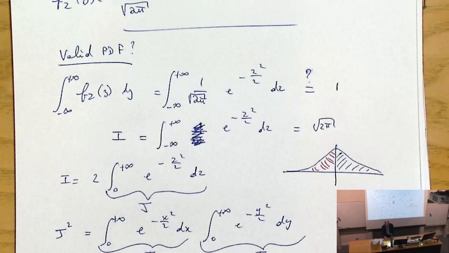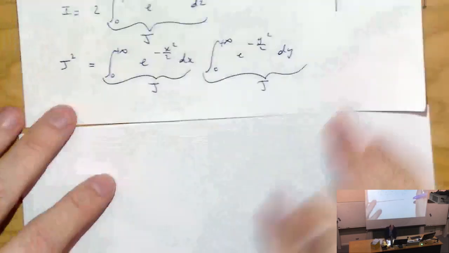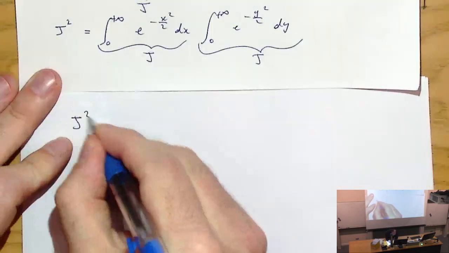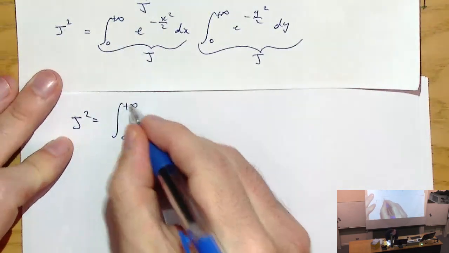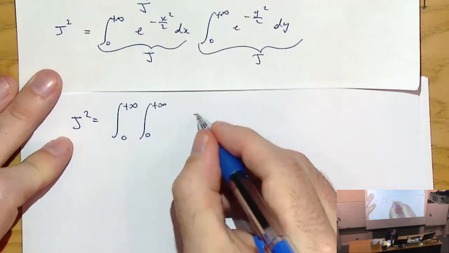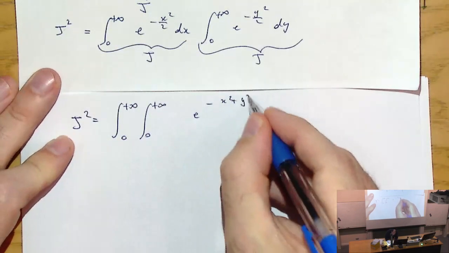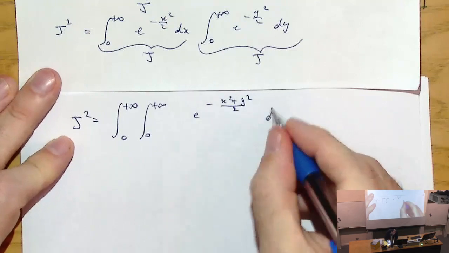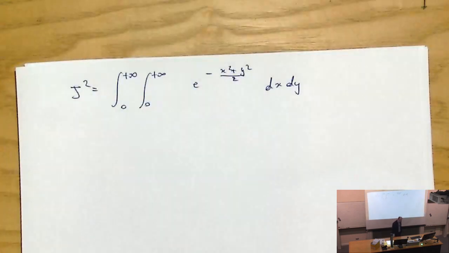Now why do I do this? Because if I do that, you can write something simpler. You can say J square is a double integral of e to the minus (x squared plus y squared) over 2, multiplied by dx dy. Is that something familiar? How do we solve this? We can go from Cartesian coordinates to polar coordinates. Have you done this? Yeah.